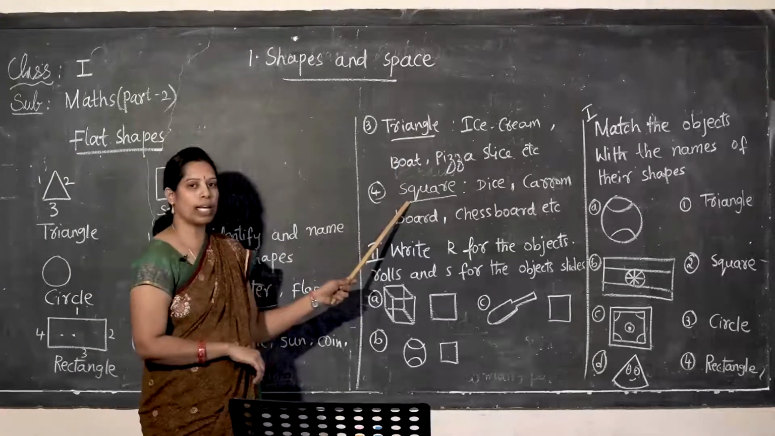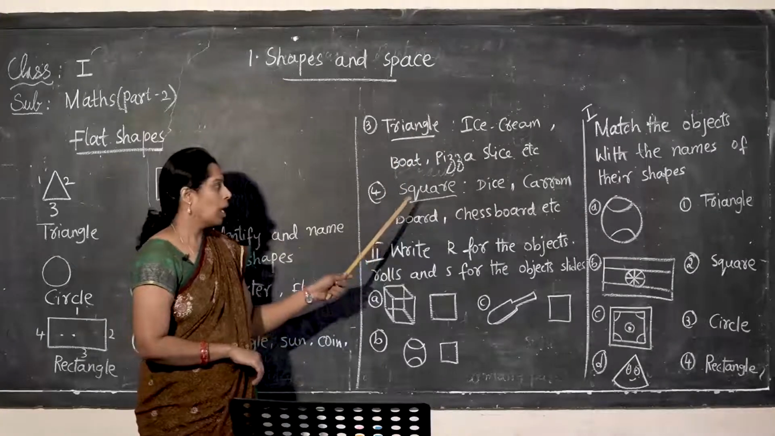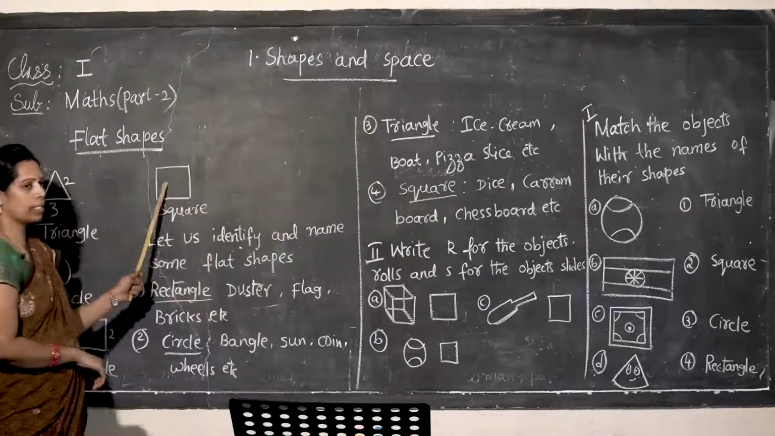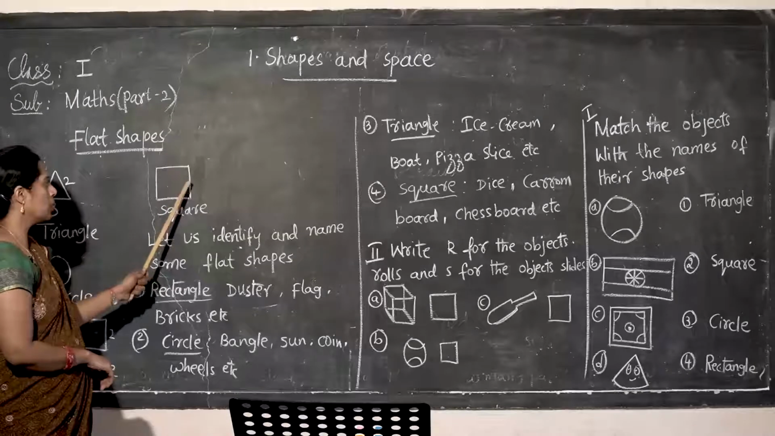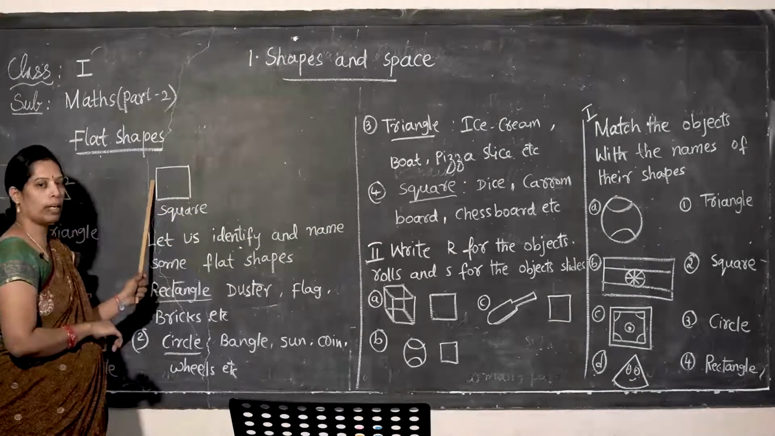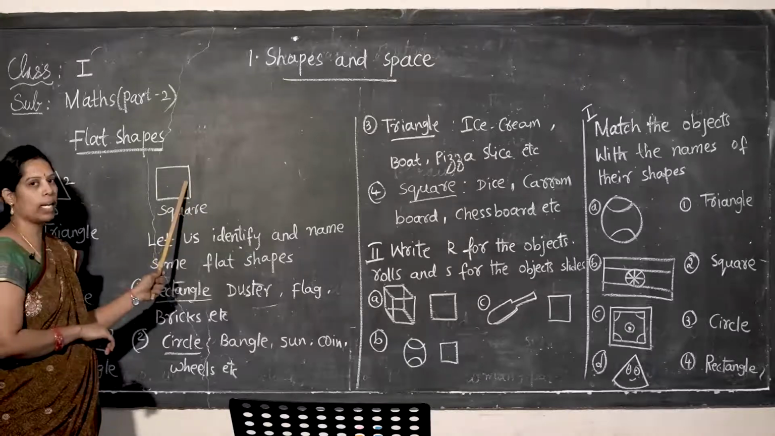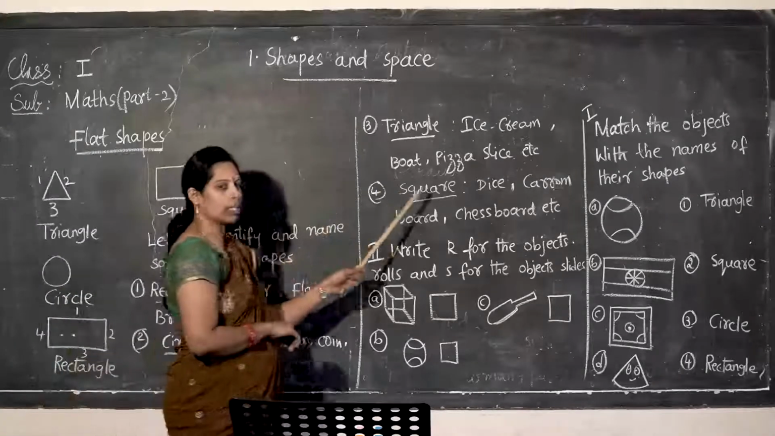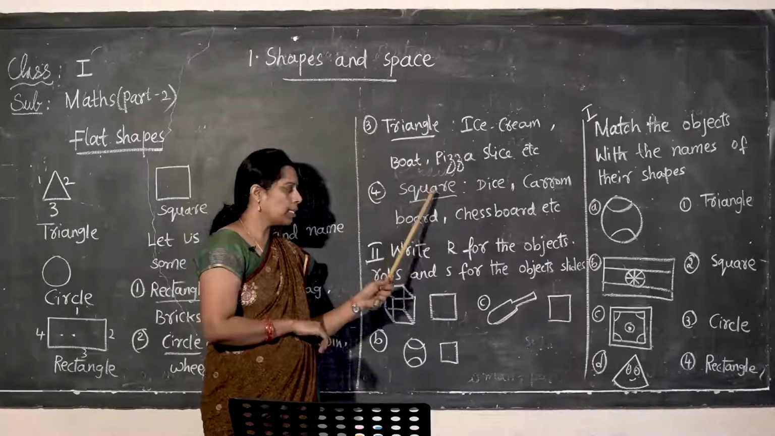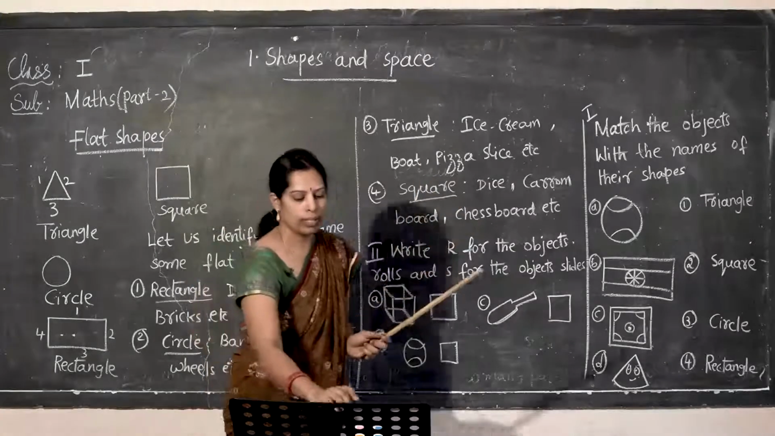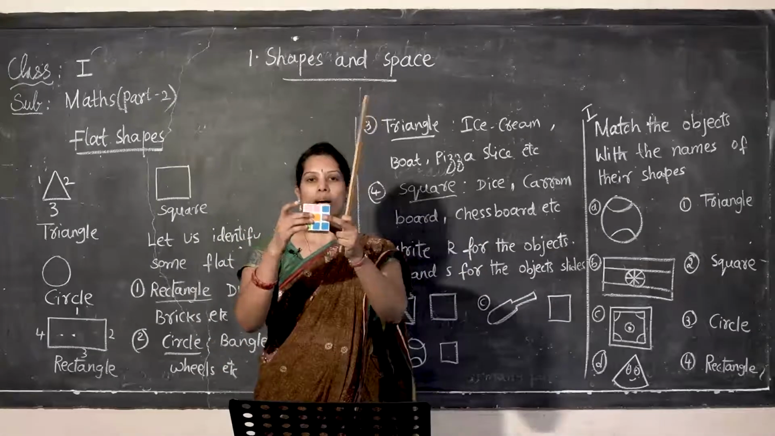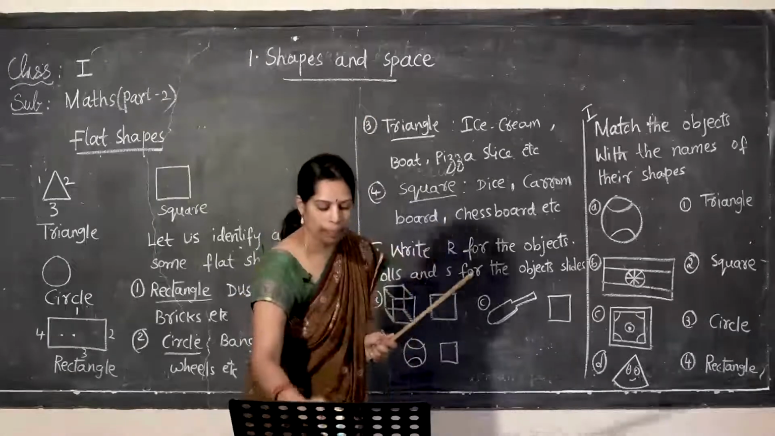Next, the last flat shape is a square. How many sides are there in a square? 1, 2, 3 and 4. So there are 4 sides in a square and all the 4 sides are equal. Now in our surroundings, you can give some examples which are in square shape. Yes, this is a Rubik's cube. All the 4 sides are equal and it is square shape.